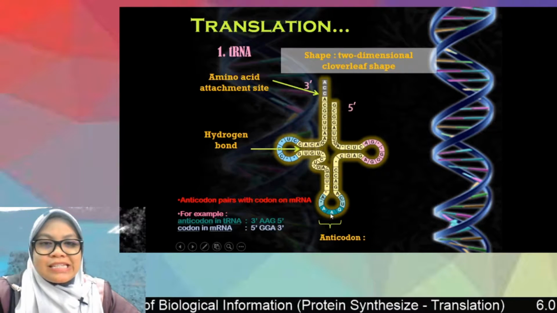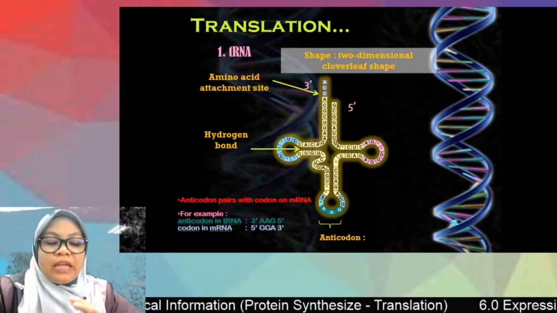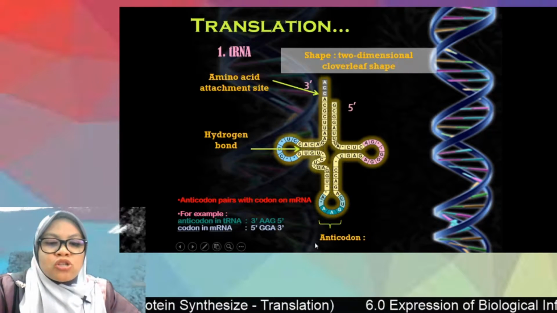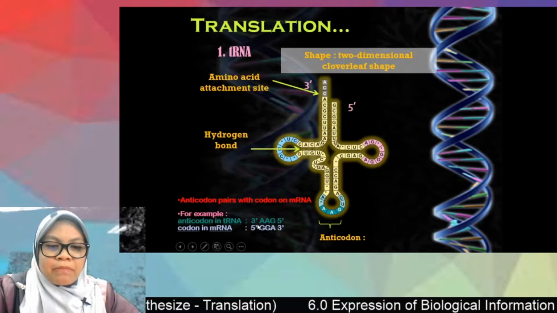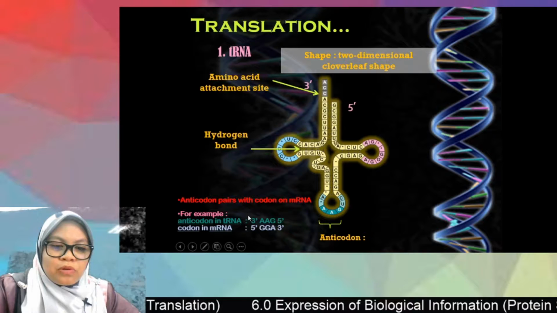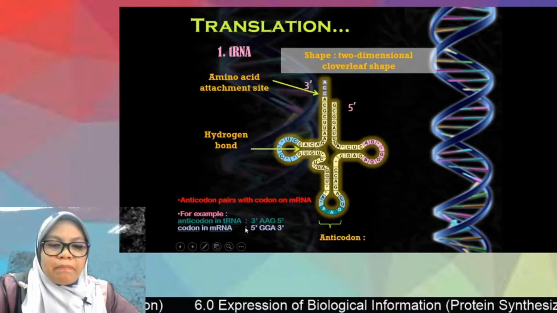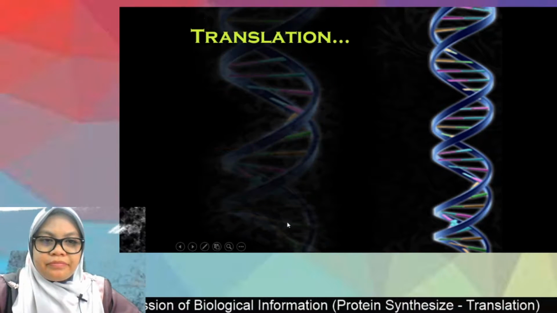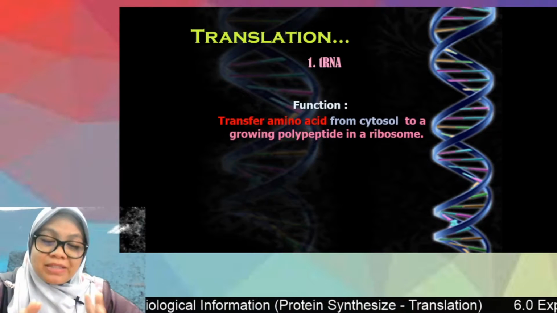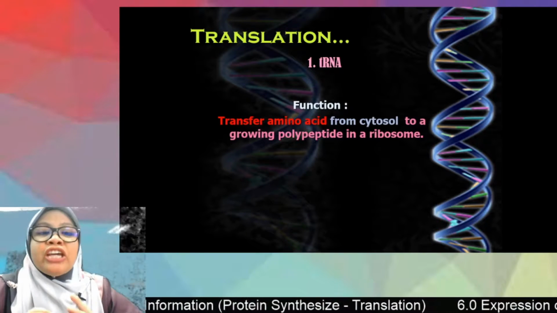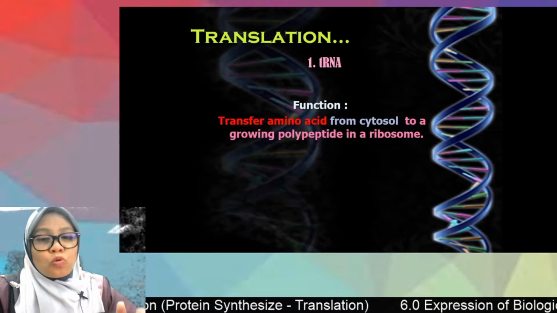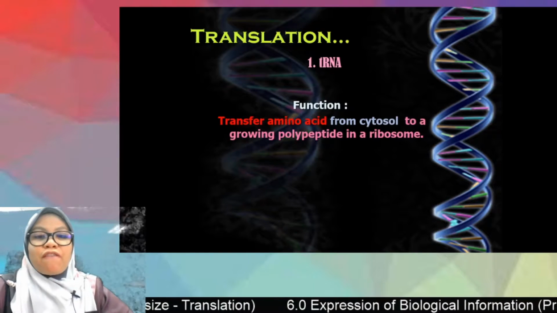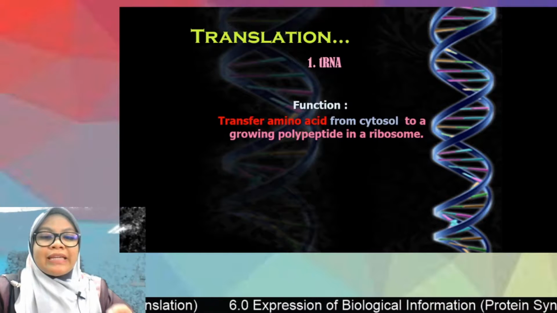This anticodon region is complementary to mRNA. If the mRNA is 5' GGA 3', the anticodon sequence is 3' AAG 5'. Look here, they are anti-parallel and they are complementary. So the major function of tRNA in translation is to transfer the amino acid from the cytosol to the growing polypeptide in the ribosome.